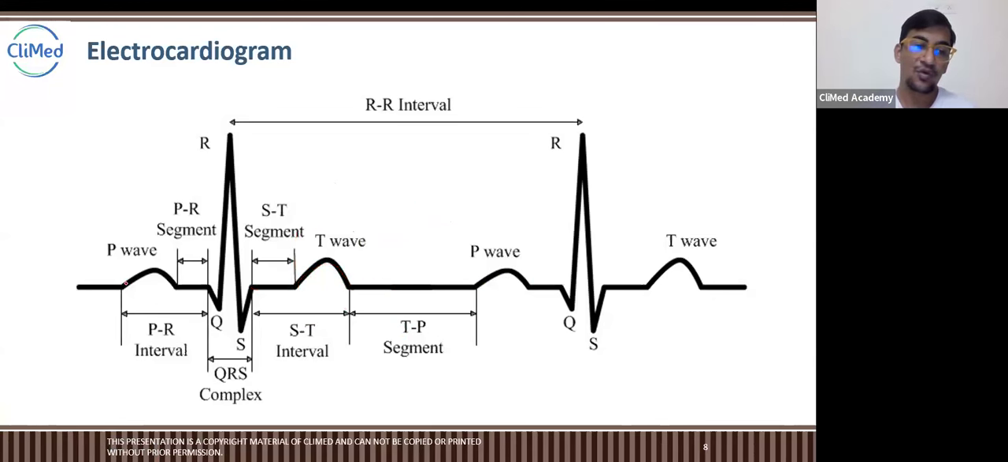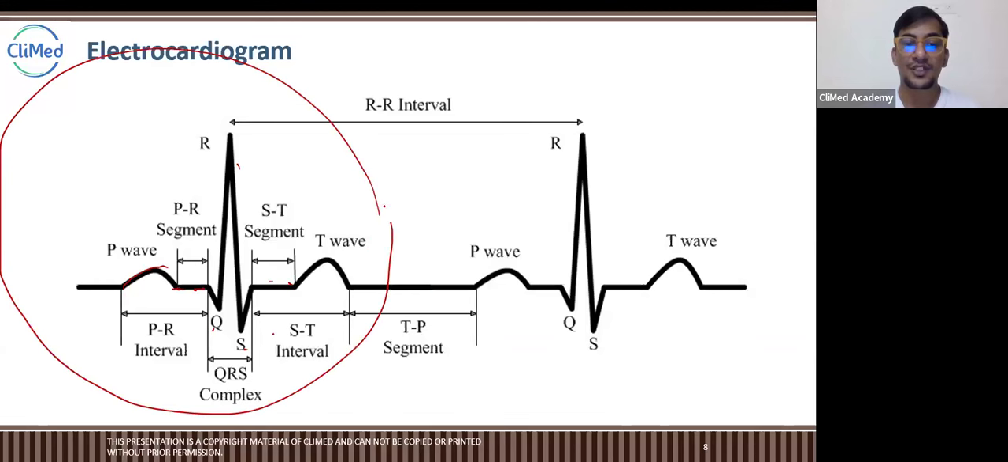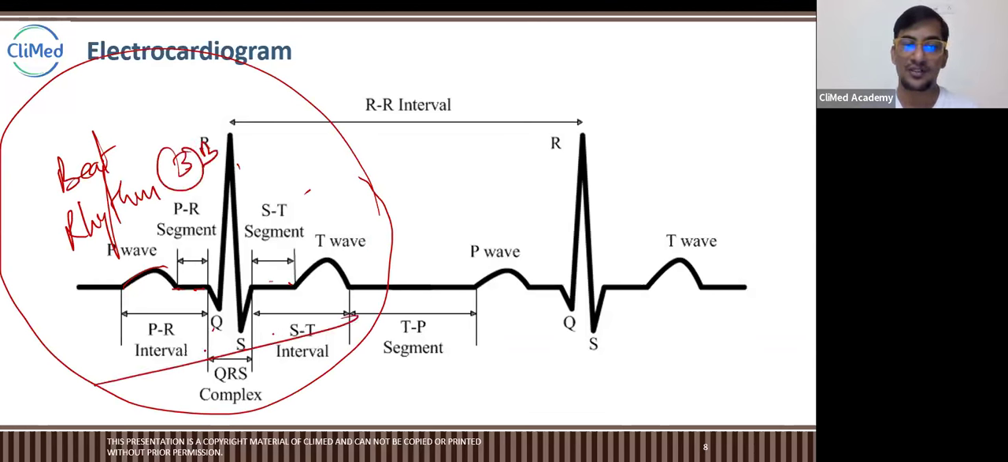You can understand: first is the P wave, then Q, R, S, T. These are the segments between all the waves, the PR segment, then the ST segment, and this is the total one beat. This is one beat or rhythm. Rhythm is actually of three beats, but this is one beat, like one sort of blood going out of the LV to the entire body.